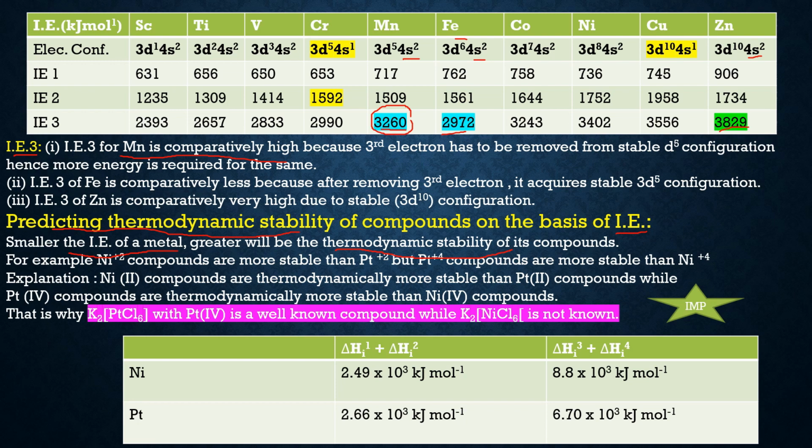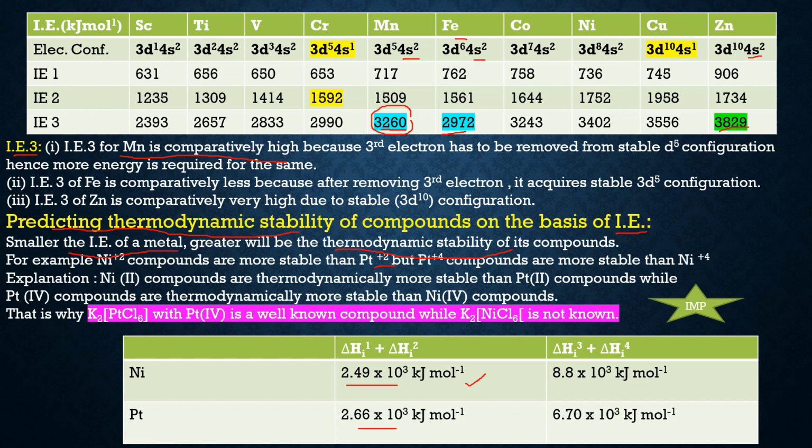Now I am taking one example. Nickel plus 2 compounds are more stable than platinum plus 2 compounds. Why is it so? Because here, see in the table, in the formation of nickel plus 2, one electron and a second electron are removed, so ionization enthalpy 1 and ionization enthalpy 2 are considered. So here the sum of the ionization enthalpy 1 and 2 for nickel is less than that of platinum. Hence nickel plus 2 is easily formed and it is more stable.